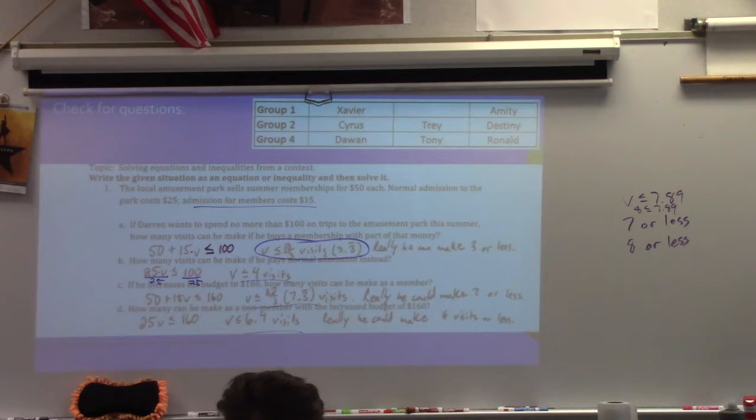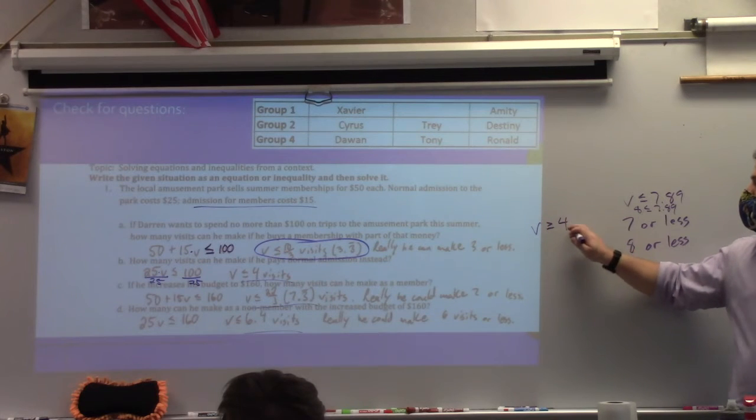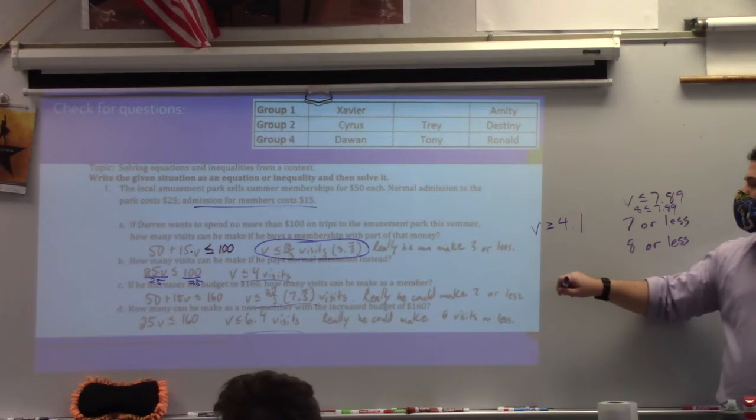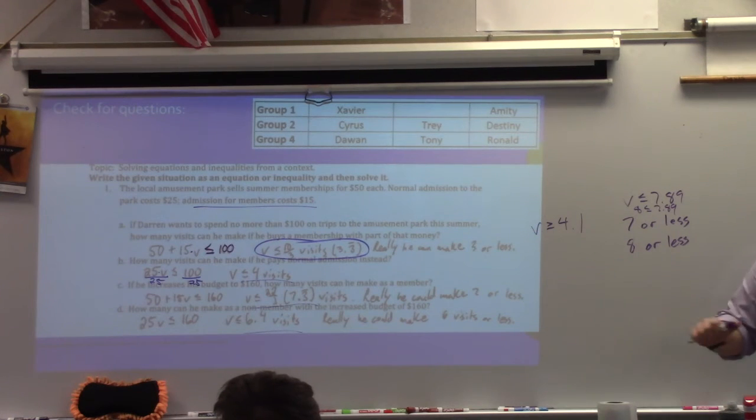Notice it's important to realize, even though that's really close to 8, 8 would not make this inequality true, so I have to go with 7 or less. We go with that idea? Similarly, if I had V is greater than or equal to 4.1, should I go 4 or more, or should I do 5 or more?